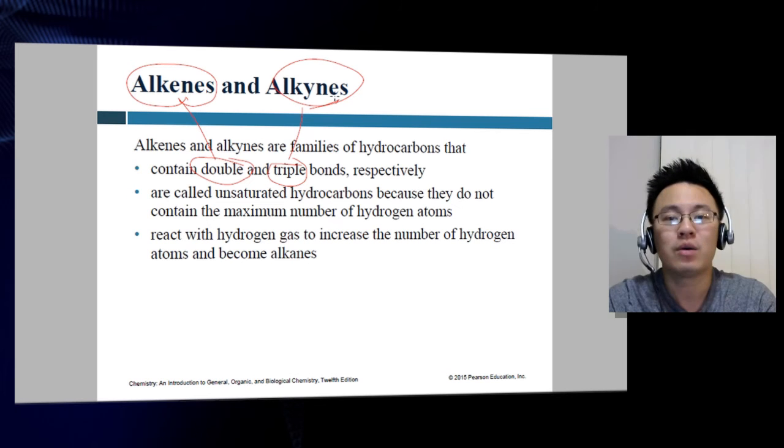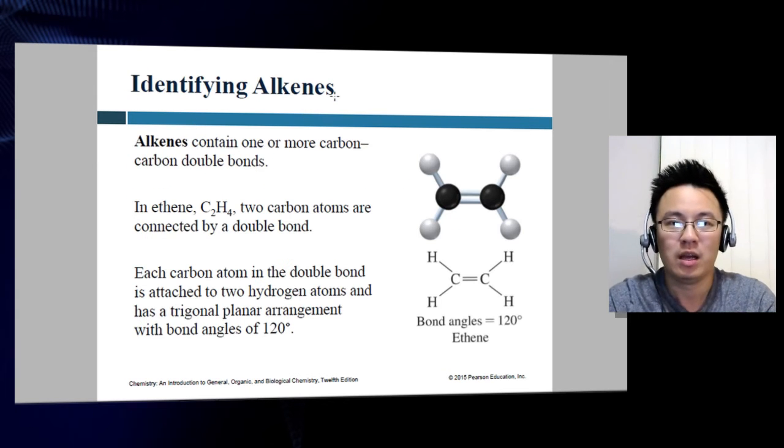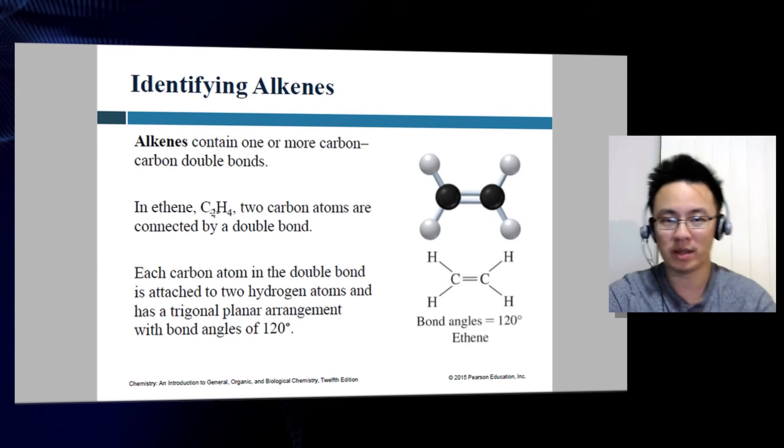hydrocarbons. Now, these hydrocarbons also react with hydrogen gas in order to increase the number of hydrogen atoms and therefore can become alkanes. Once again, let's take a look at alkenes that contain 1 or more carbon-carbon double bonds.